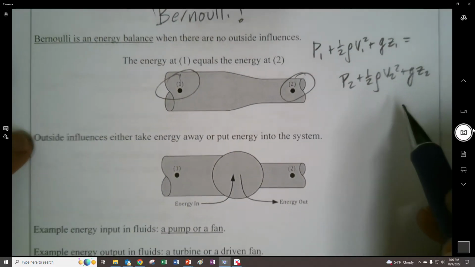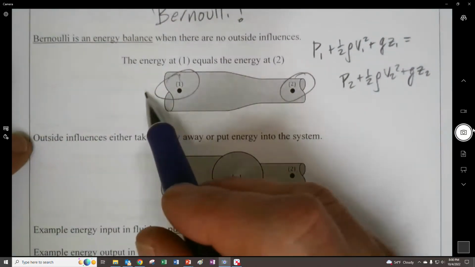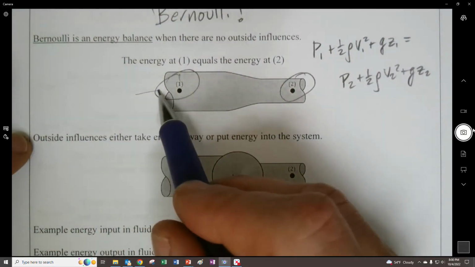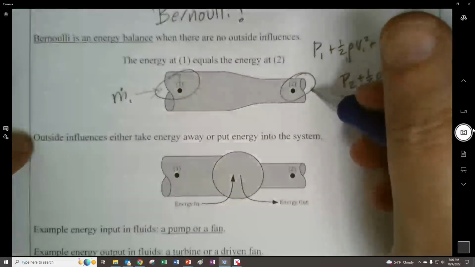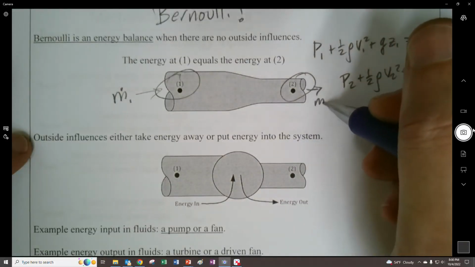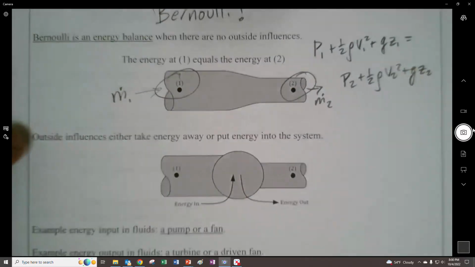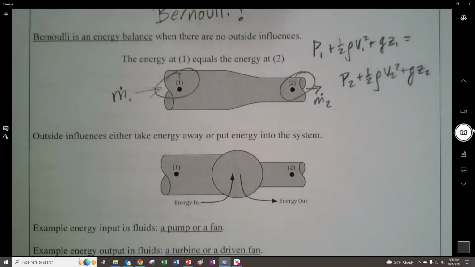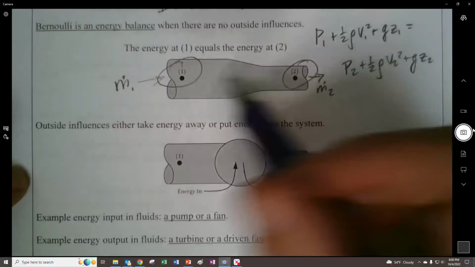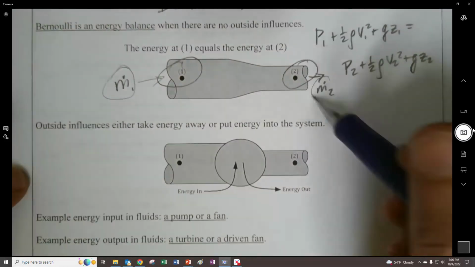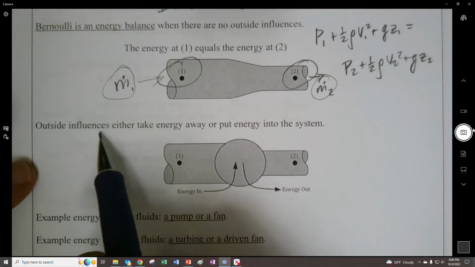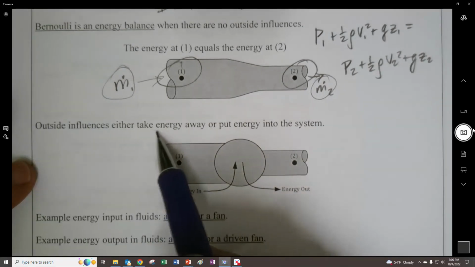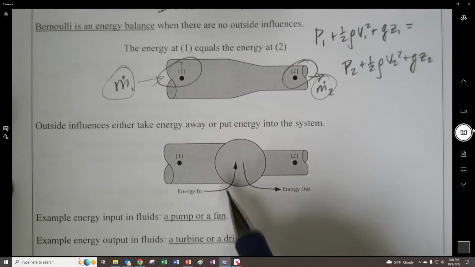And we said with Reynolds transport theorem it is the mass flow m dot in and the m dot out. Of course, they have to equal each other because of continuity. But this is what transports that energy in and out of the system. But we can have outside influences that either take energy away or put energy into the system.